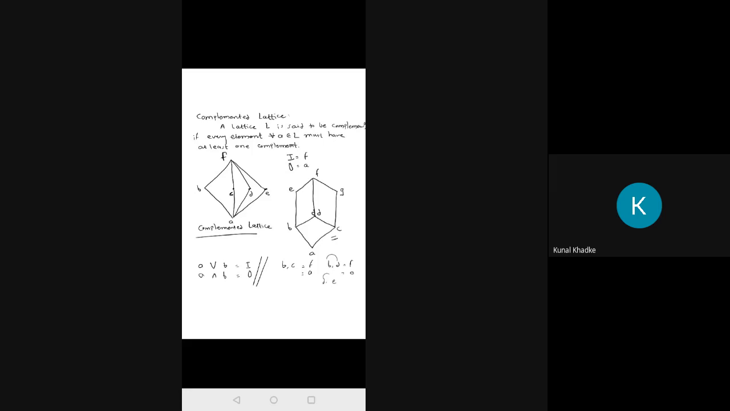Vinayak, you can't ask me a question. I asked you the same question, and you are asking it back to me. Is it a complemented lattice? You should give me the answer as yes or no. Whatever your reasons may be, we will see the reasons, but you should give me the answer yes or no: either complemented or not complemented. If not complemented, you should give me the element for which a complement doesn't exist.